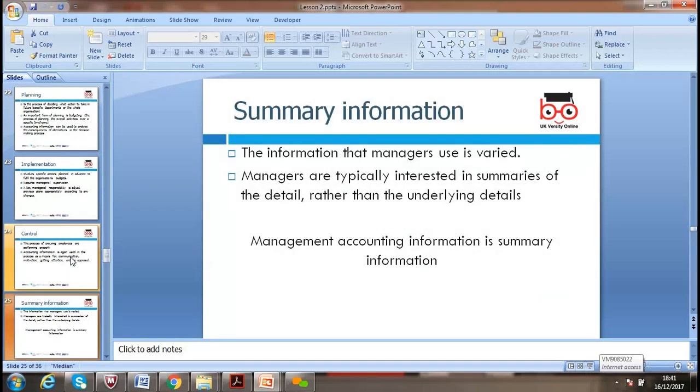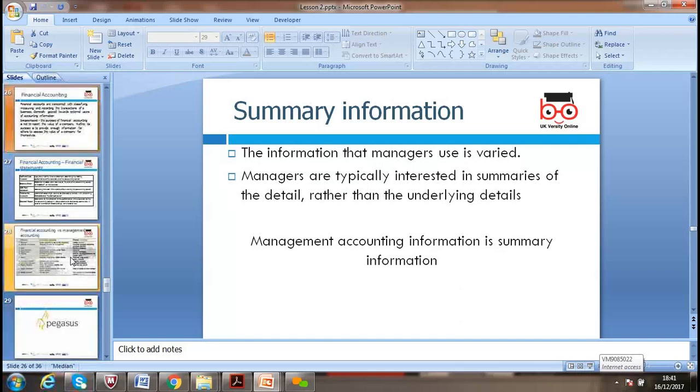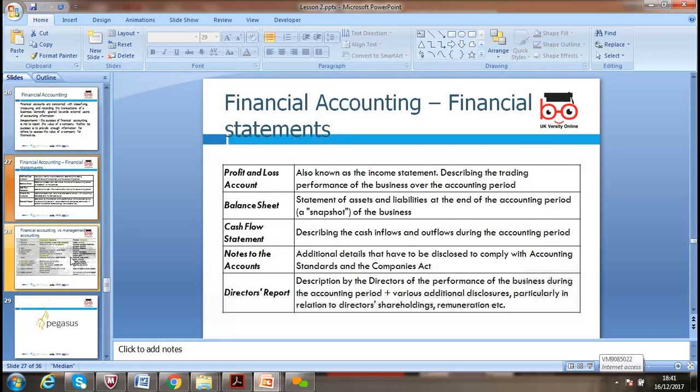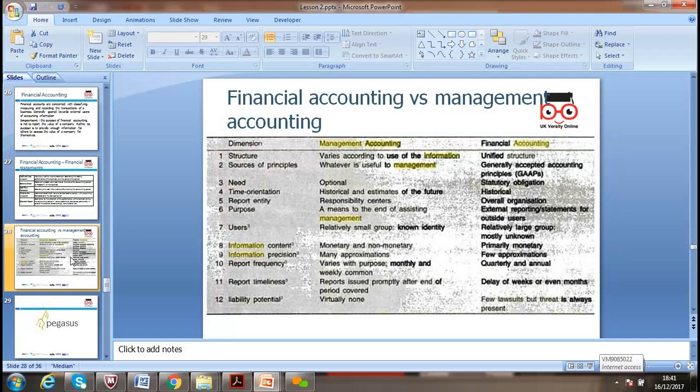And we can provide the summary of the information as well in the shape of financial accounting. Financial accounts are concerned with classifying and recording the business transactions. Then we prepare statements like the profit and loss and balance sheet we discussed earlier by using the software. Financial management and management accounting, like we discussed, is our learning outcome as well, which we explained in another slide.